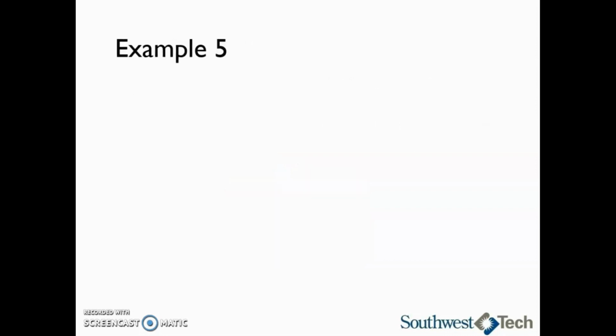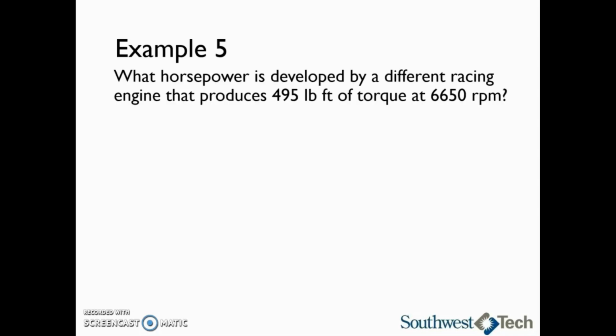Now that we understand how to find power in the English system, let's take a look at an example. What horsepower is developed by a different racing engine that produces 495 pound-feet of torque at 6,650 revolutions per minute? First, we will write down everything we know. The torque is 495 foot-pounds. The angular velocity omega is 6,650 revolutions per minute. And we are trying to find power P.